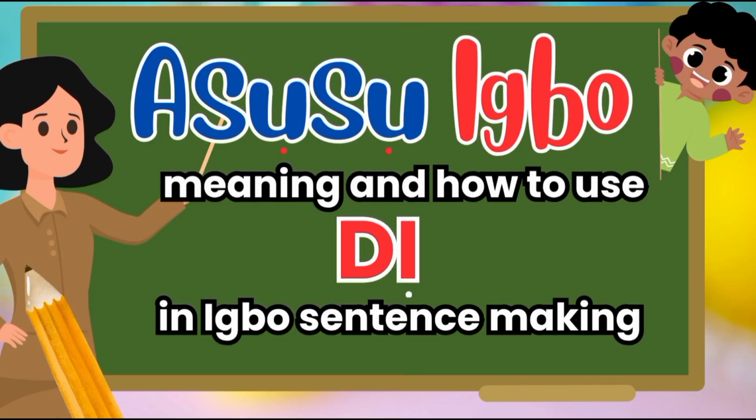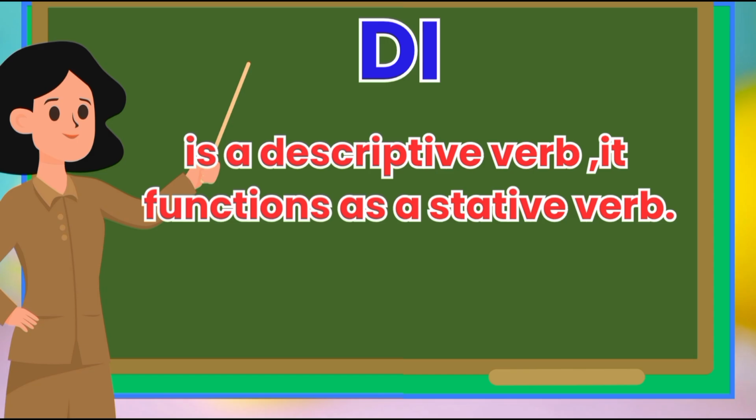Welcome back again to this episode where we are going to be learning the use of "dị" in Igbo sentence making. "Dị" is a descriptive verb, and this simply means it describes. Ikọwa, it describes a state of being of someone, a state of being of something, your own state of being, like describing your state of being.